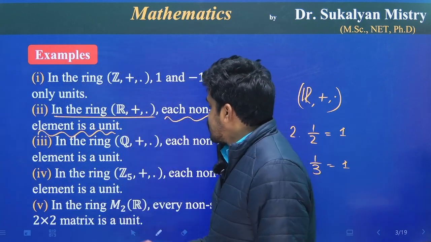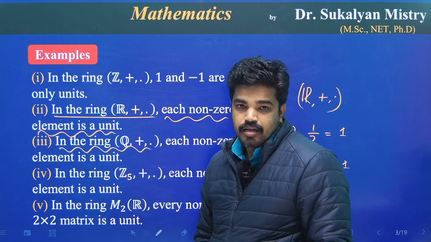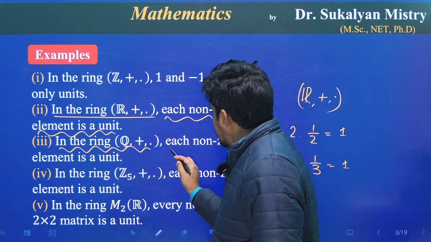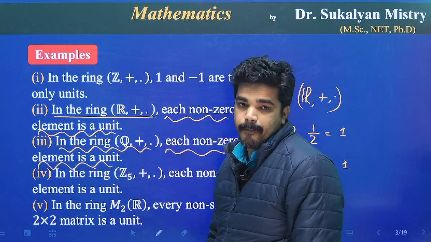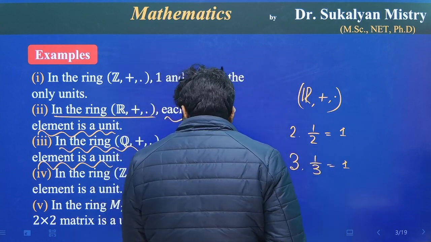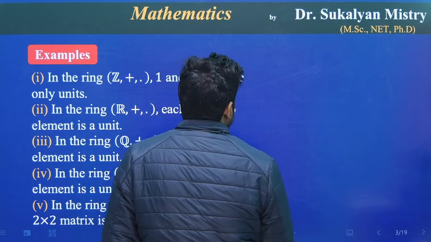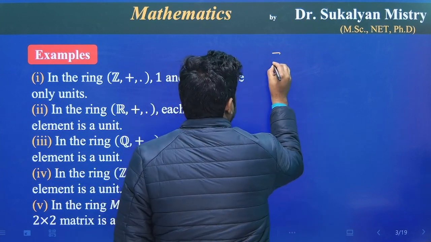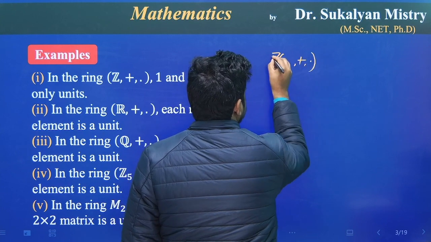Similarly, if we consider the ring of rational numbers, then each non-zero element is a unit. Now we consider a very interesting example, that is Z5. Z5 with plus and dot, so this is the ring.